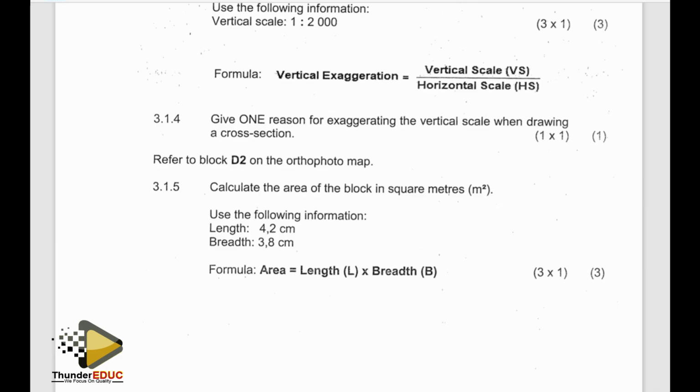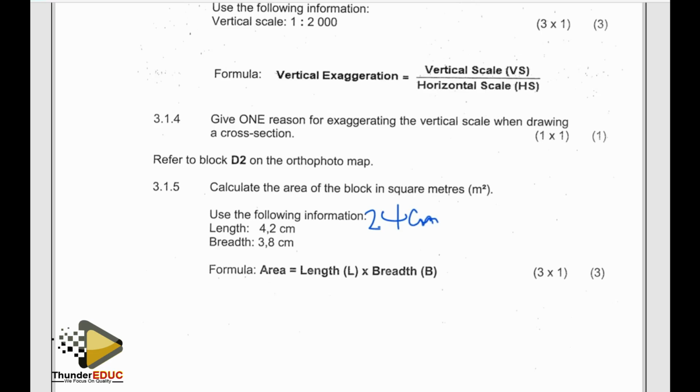Use the following information. The length is 4.2 centimeters. The breadth is 3.8 centimeters. When you're calculating this, you simply multiply. But what you need to do here is, when you're doing your multiplications, remember the length is 4.2 centimeters, and your answer is supposed to be presented in square meters. You need to convert this measurement to a meter measurement.